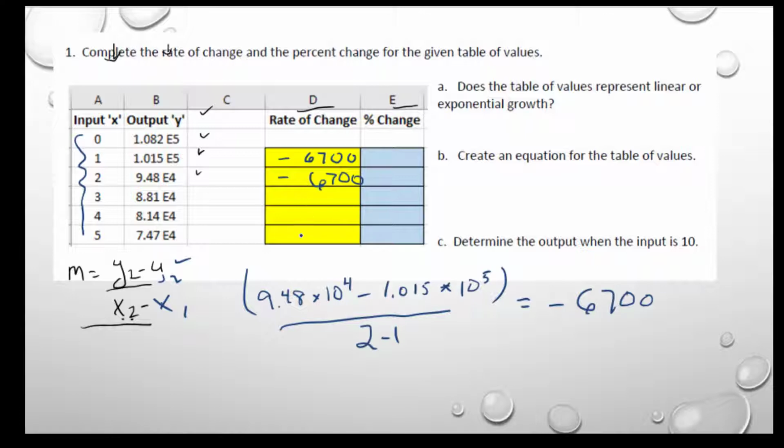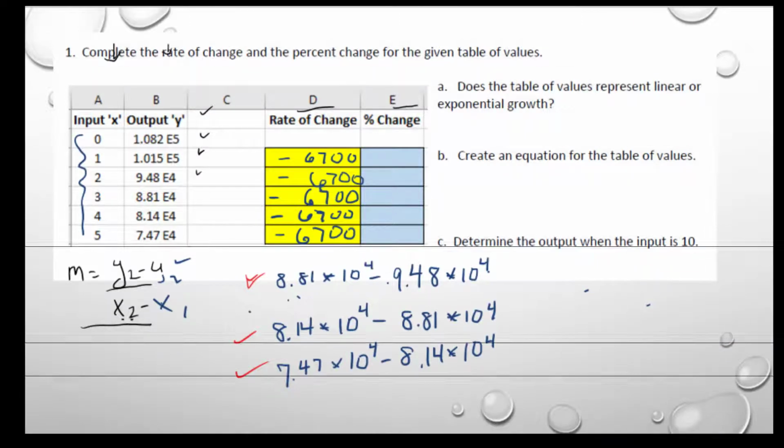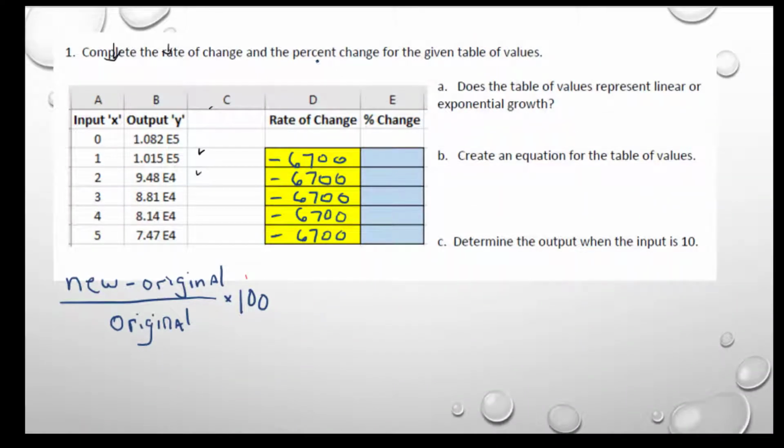Now why don't you try the last three and I'll put them up. But make sure you know how to do this on your calculator. And I did the rest of them here. You can see what I did. Here, here, and here. I did y2 minus y1 over x2 minus x1. Where's my denominator? Well, it's always going to be 1, right? Hopefully you know dividing by 1 is not going to change the answer. And so I got negative 6,700 for all of them. So that's the end of rate of change.